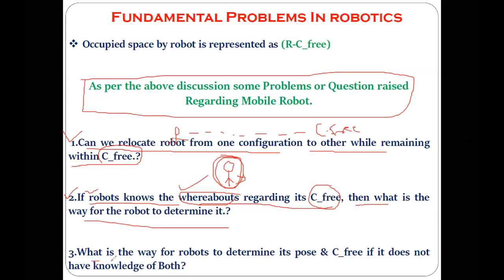Then third, what is the way for the robot to determine its pose and the C free if it does not have the knowledge of both? It is the same kind of question as the first and second: how does the robot determine its position and its free space if it doesn't know both things? Okay, its position as well as its free space. So what is the difference between the position and the free space, or are both the same thing?